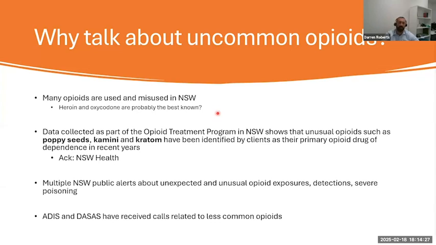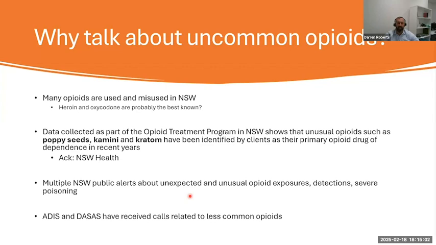And it's useful for us to be aware of other sources of opioids and any other special considerations that may go with those. We know that this is a problem for some people. So the opiate treatment program in New South Wales has noted that poppy seed teas, poppy seeds, kamini, and another one called kratom, which we won't be talking about today, have been identified by clients as their primary opioid drug of dependence in recent years. And so because of these substances, they've gone onto the opiate treatment program. So it is an important consideration.